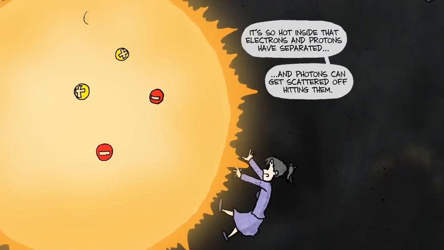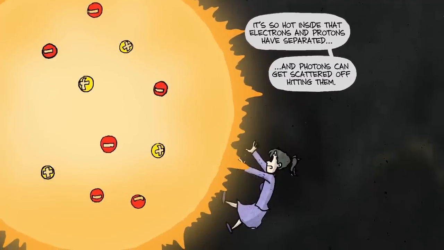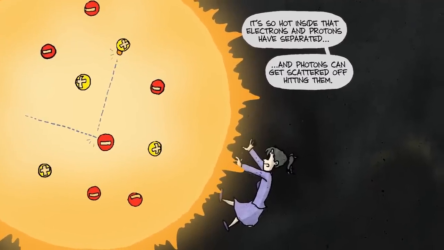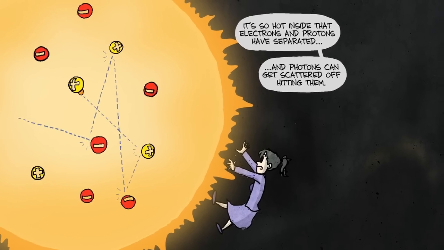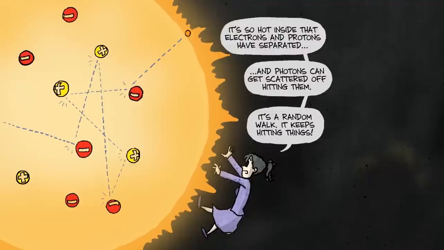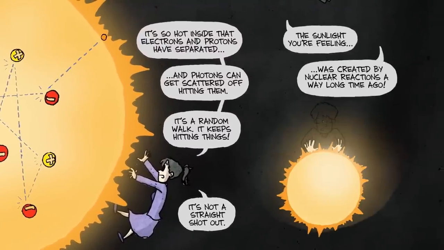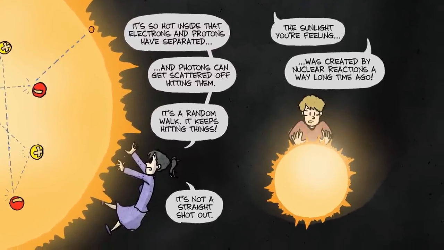And photons can get scattered off of these things. So it might get scattered off like this, and then it might hit another one, and maybe get scattered off some more, go in the opposite direction for a little bit. So you have a random walk. It keeps hitting things. It's not a straight shot out. The sunlight you're feeling was created by nuclear reactions that happened a very, very long time ago.